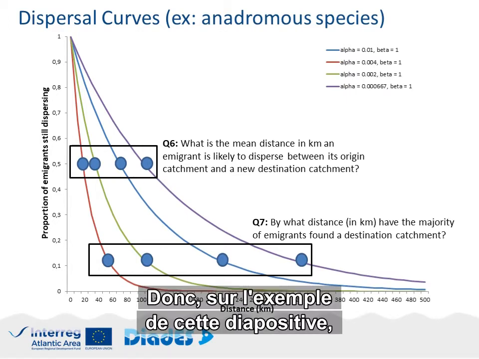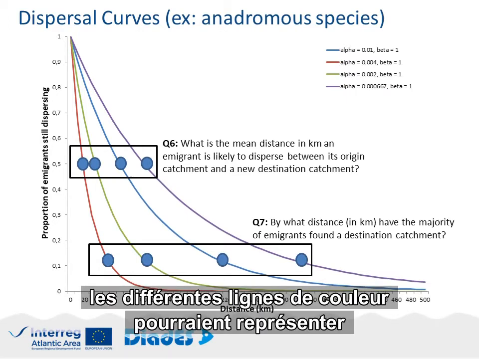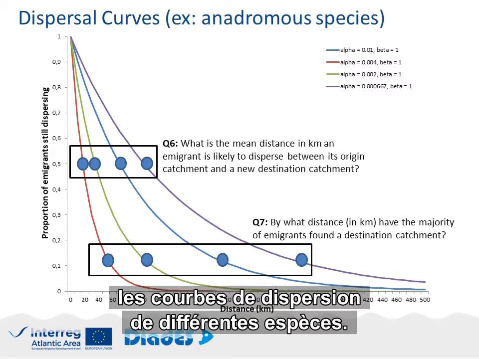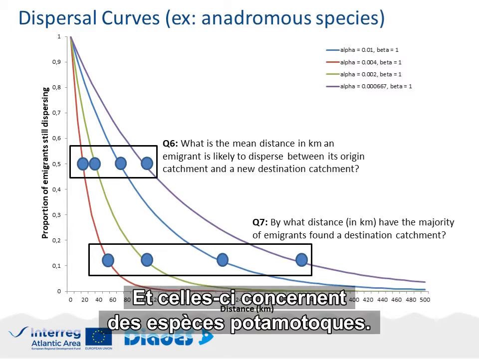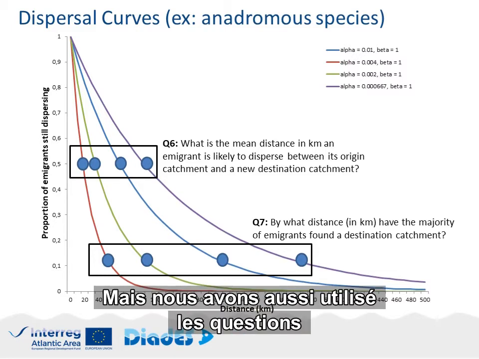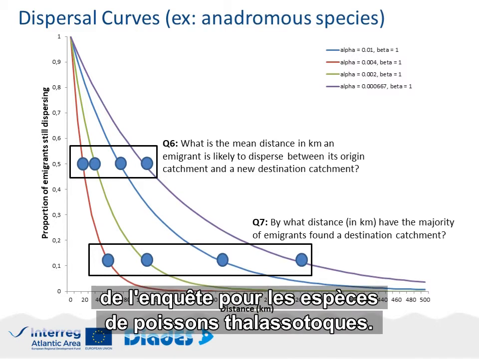So in the example on this slide, the different colored lines could represent the dispersal curves for different species, and so you can see there's a range of possibilities. And these are for anadromous species, but we also modified the questions in the survey for catadromous species as well.